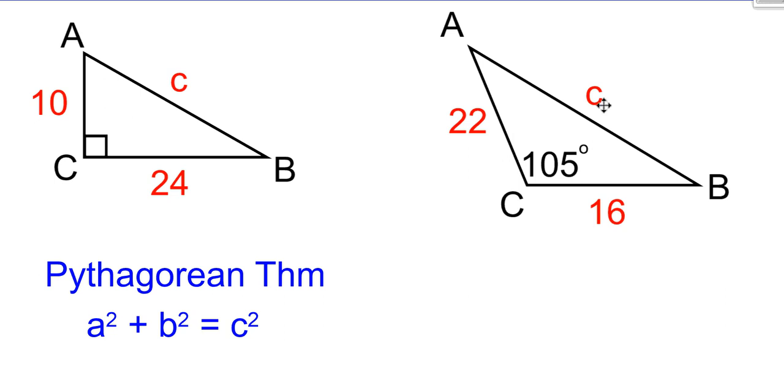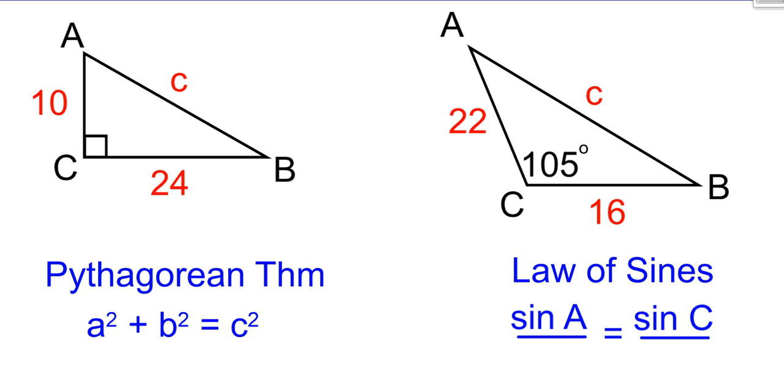But what happens when it's not a right angle? You can't use the Pythagorean theorem. And that's where the law of sines is going to come in. Law of sines looks something like this. And so you can see the formula is going to look a little bit more complicated. Once you get the hang of it, it's not that bad, but it's definitely different than the Pythagorean theorem. You can't use the Pythagorean theorem if you don't have a right triangle. So make sure you get that straight.